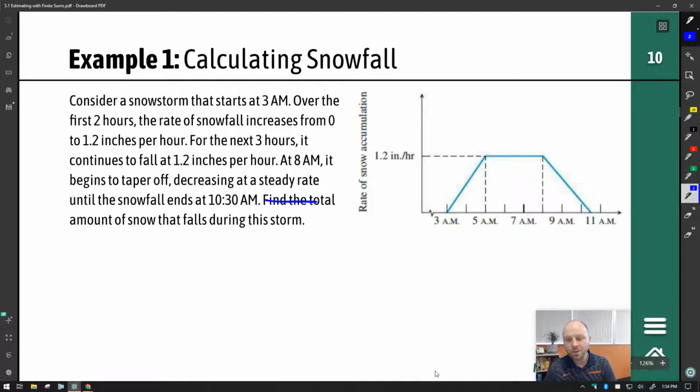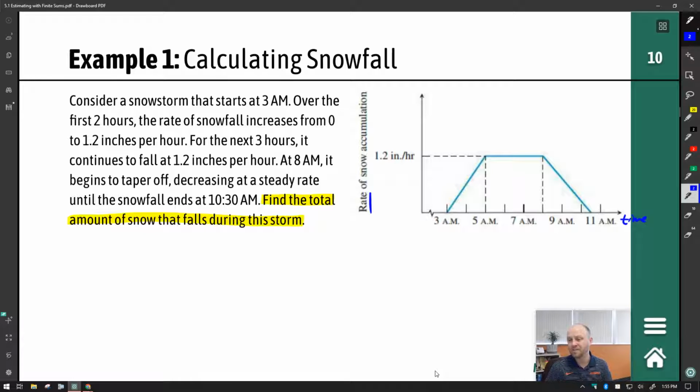So what we want to do here, before I start crossing everything out, let's highlight it. Find the total amount of snow that falls during the storm. So no, we're not finding total distance traveled, but yes, we are accumulating all of the snow that fell. It's still a rate times a time, or at least that's what we're looking at in terms of the graph. Notice that on the x-axis, we have time. On the y-axis, we have a rate. This is the snowfall rate, 1.2 inches per hour.